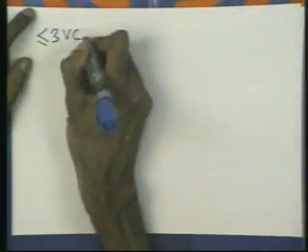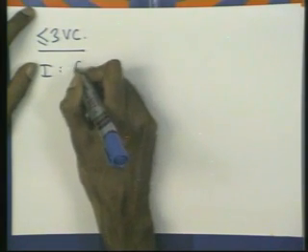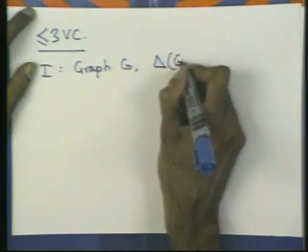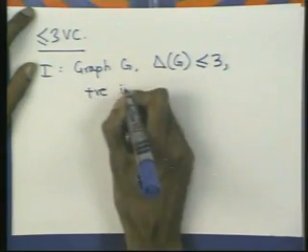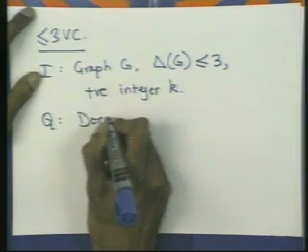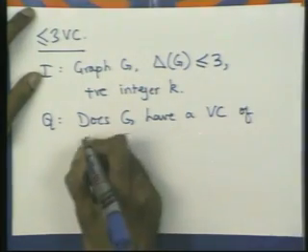Okay, so our next problem is very similar to vertex cover, but it's a restricted form of vertex cover. This is called less than or equal to 3 VC. So the input is a graph G such that the maximum vertex degree is at most 3, and a positive integer k. The question is the same: does G have a vertex cover of size k?